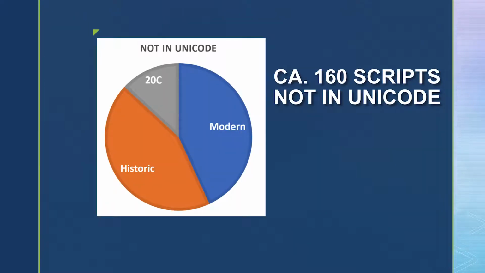However, about 160 scripts are missing. Of these, 43% are historic, 43% are modern, and 13% were used into the 20th century but are not used today. Most of the 20th century scripts will likely become historic, though a few may be revived.